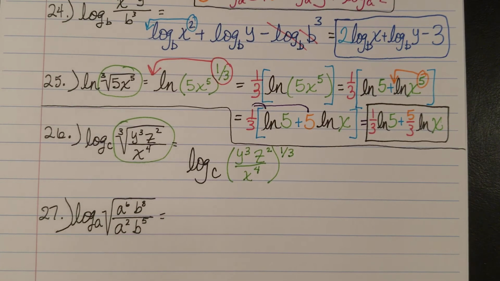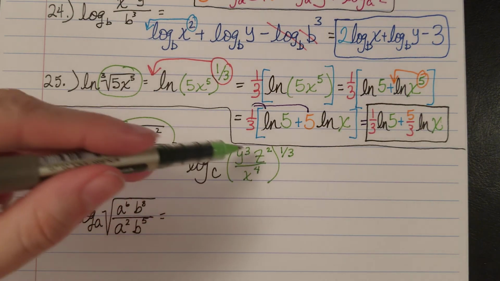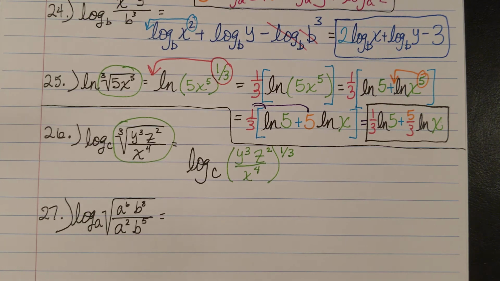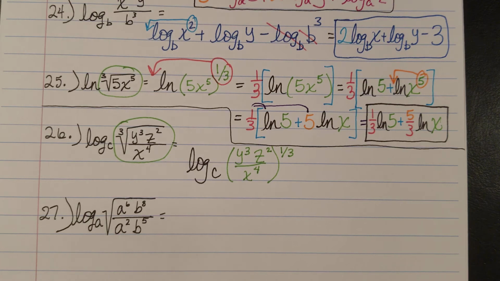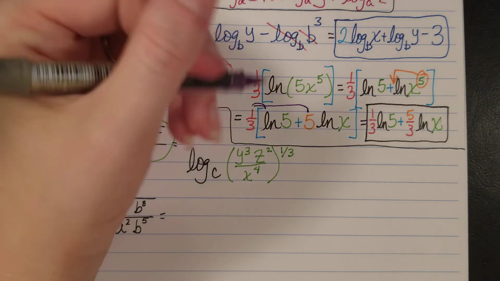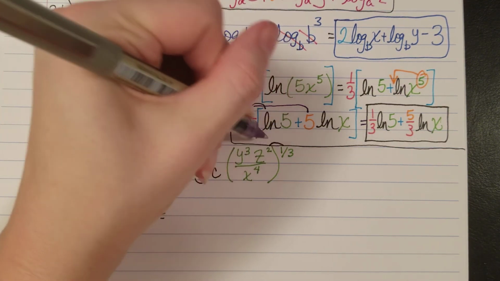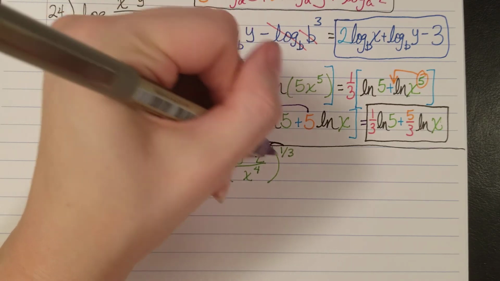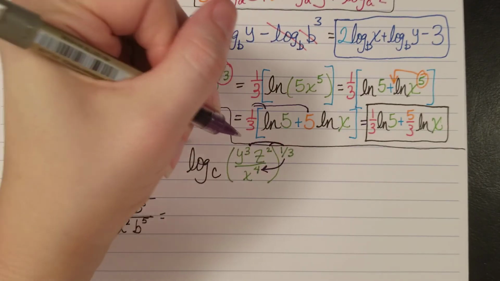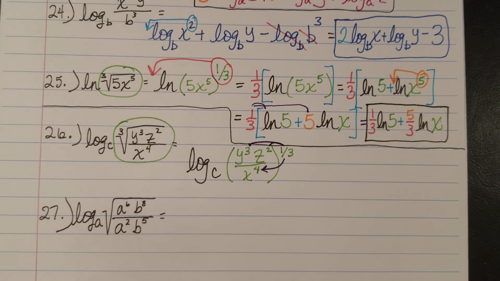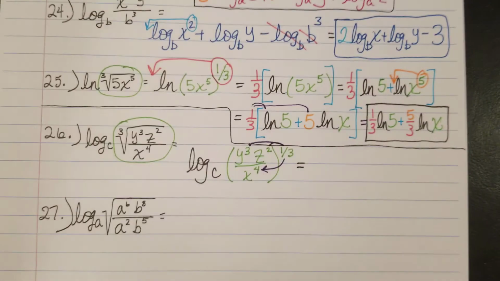Just like I said on the last problem, I can either move that 1/3, which is what I did in the last problem, or I could distribute it. Either way is fine. I think this time I'm going to distribute the 1/3 power. So I'm going to multiply the 1/3 times each of these exponents in the parentheses.